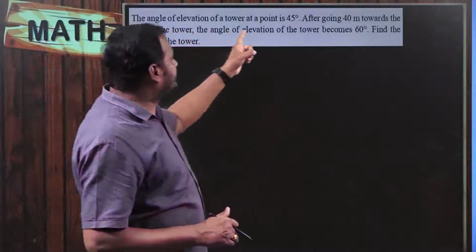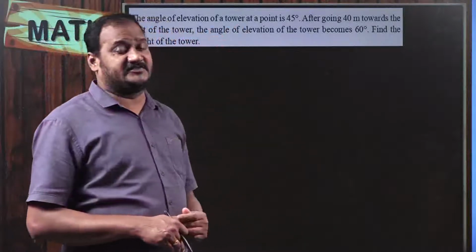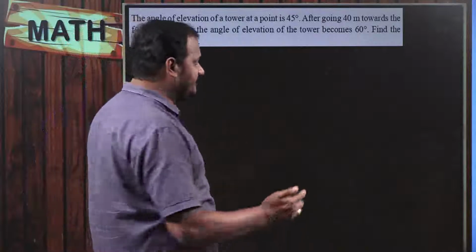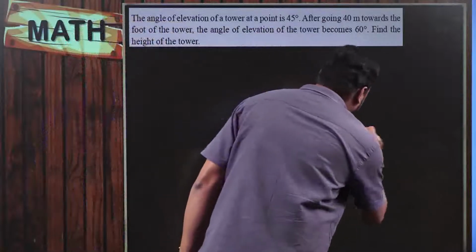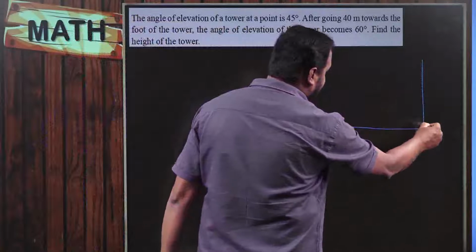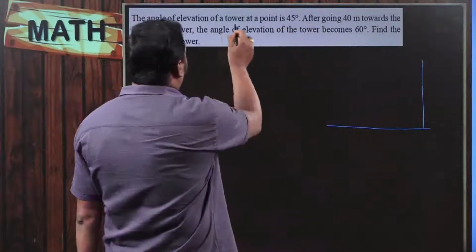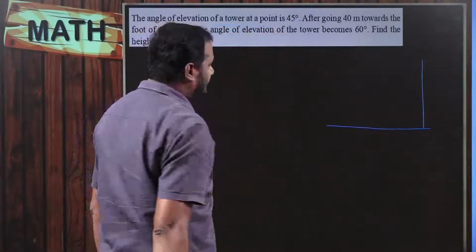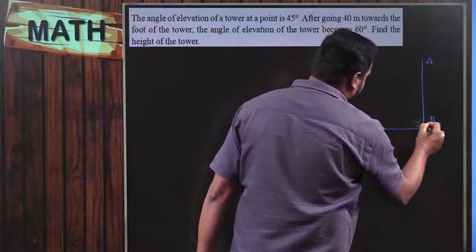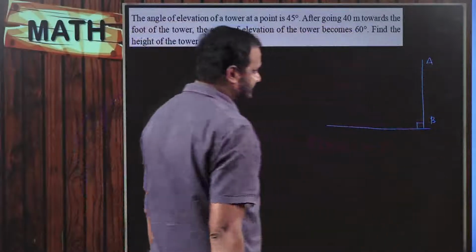The angle of elevation of a tower, where the tower stands on level ground. So I am going to draw the level ground, and this is the tower. Let us name this tower AB. The tower is always perpendicular to the horizontal.